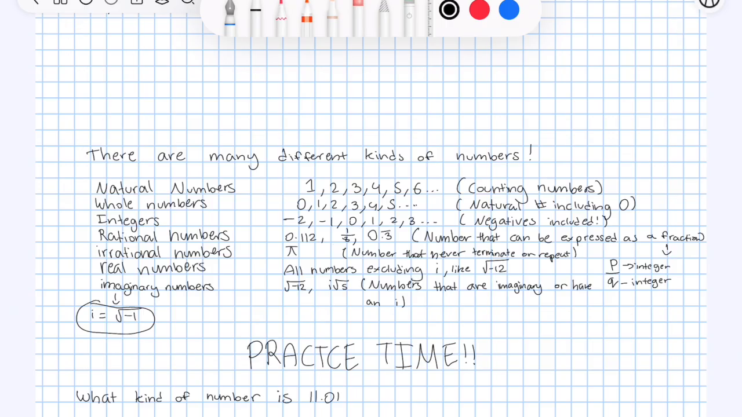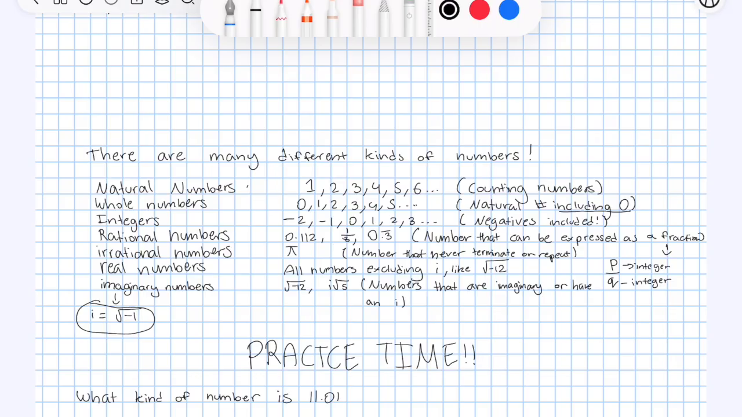There are natural numbers, which are basically counting numbers in a sense, like 1, 2, 3, 4, 5, 6, 7, and so on and so forth. There are whole numbers, which are basically natural numbers that include 0. So 0, 1, 2, 3, and so on and so forth. Then there are integers. Integers are basically whole numbers with the negatives of the numbers. So -2, -1, 0, 1, 2, 3, and so on and so forth.